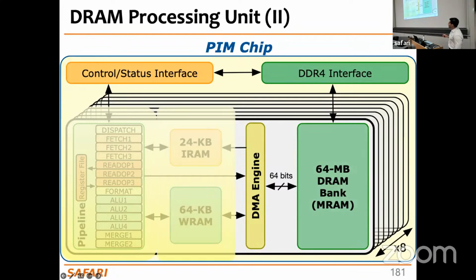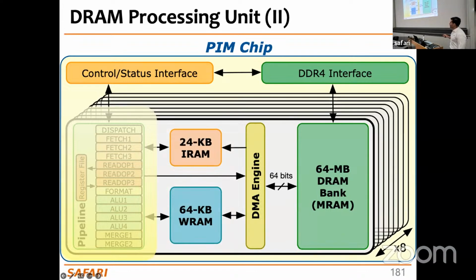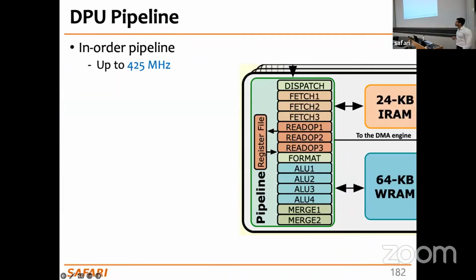Some DMA engine is going to allow the pipeline to move the data between these DRAM banks and the scratchpad memory. Then we have the 64 kilobyte working RAM, the scratchpad memory that the pipeline is going to read, the 24 kilobyte instruction RAM, and the 14-stage in-order multi-threaded pipeline inside the single DPU.